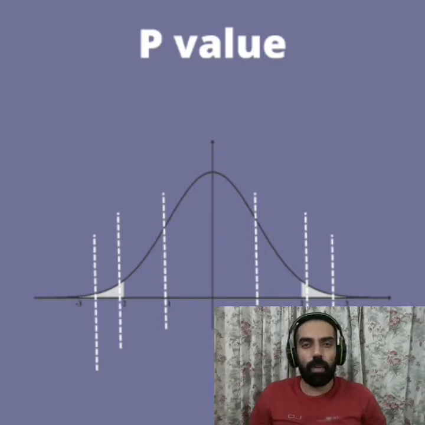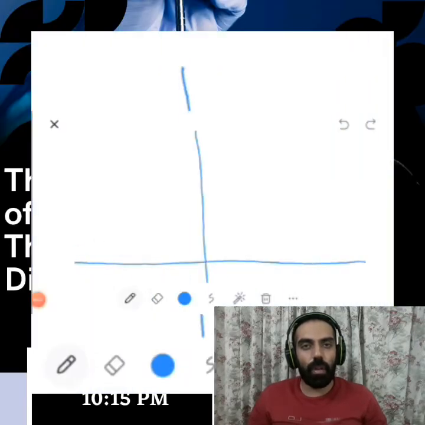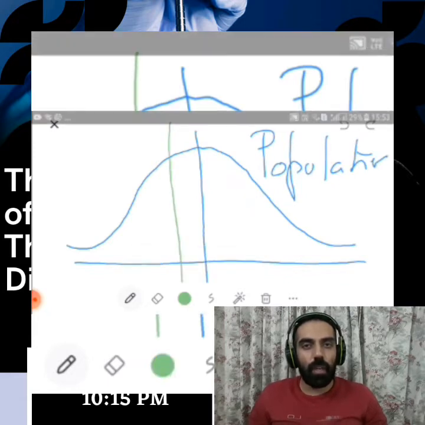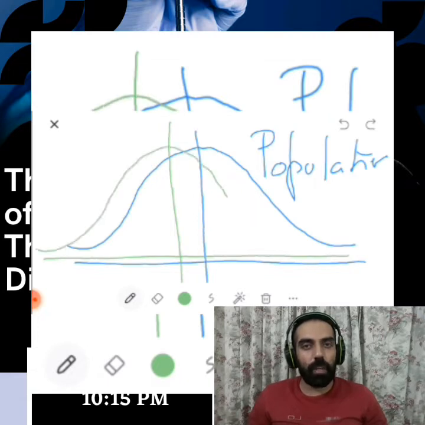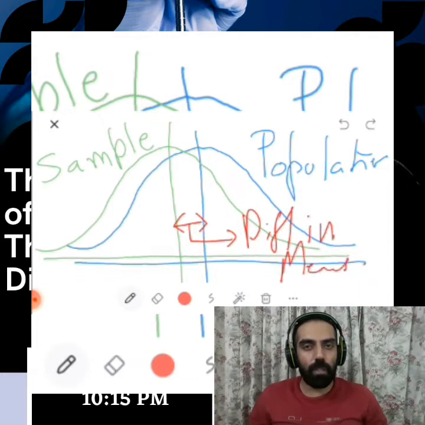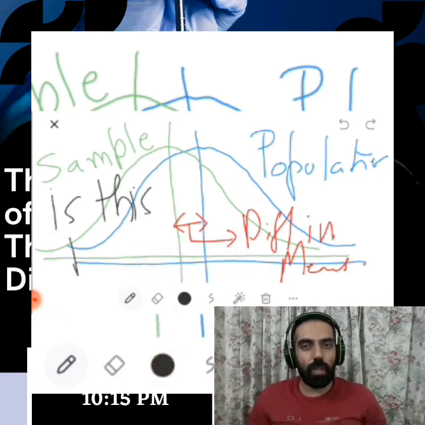In order to explain better what the concept of the p-value is, I would like you to take a look at this curve. This is a normal distribution curve of the population, and at the center is the population mean. The second curve that I'm about to draw on the screen is a curve of the sample that you've taken for the study, and in the center is the sample mean. Now, our goal is to find out whether the difference in the means for the sample as well as the population is significant or not. Is there a significant difference in the mean of the sample and that of the entire population?